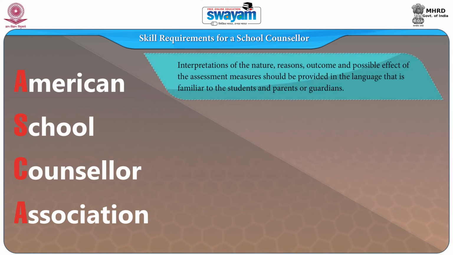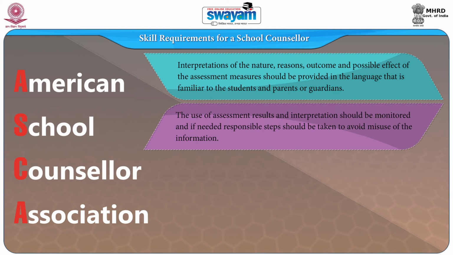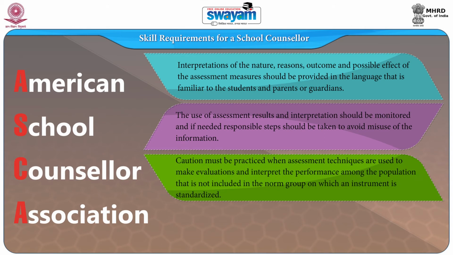Interpretation of the nature, reasons, outcomes, and possible effects of the assessment measures should be provided in the language that is familiar to the students and the parents or the guardians. The use of assessment results and interpretation should be monitored, and if needed, responsible steps should be taken to avoid misuse of the information. Caution must be practiced when assessment techniques are used to make evaluations and interpret the performance among the population that is not included in the norm group on which an instrument is standardized.